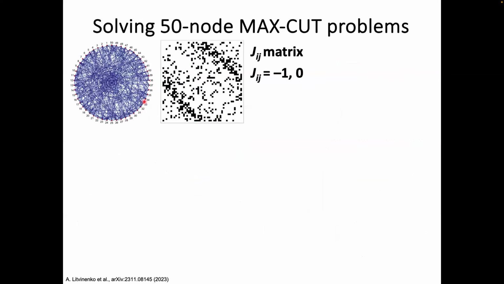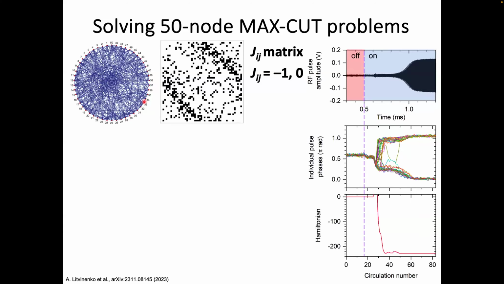Now we're going to solve a 50-node MAXCUT problem. So we're going to have on and off connections, negative connections, and this is the graph for the problem, and this is the matrix where a black dot is a -1. When we let the system run with this, it looks like the following.